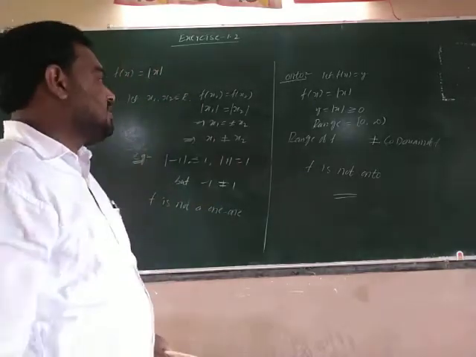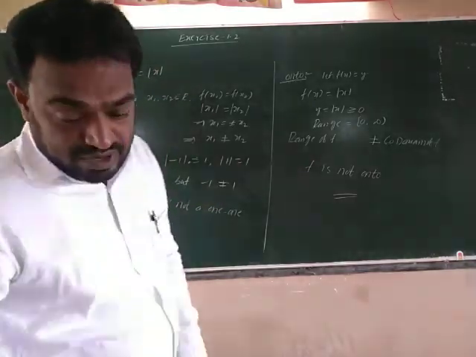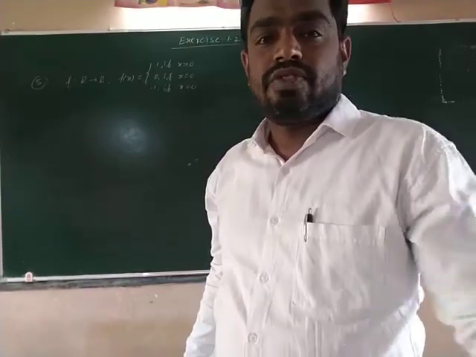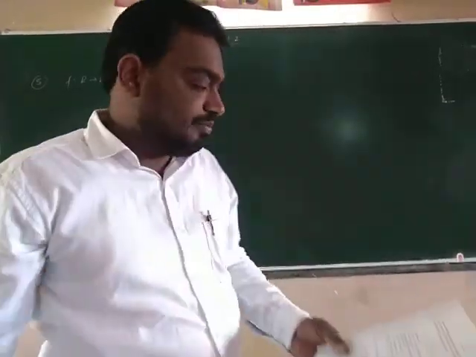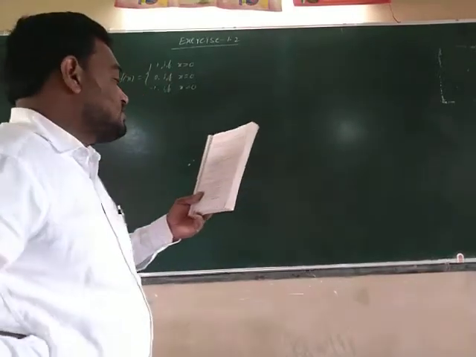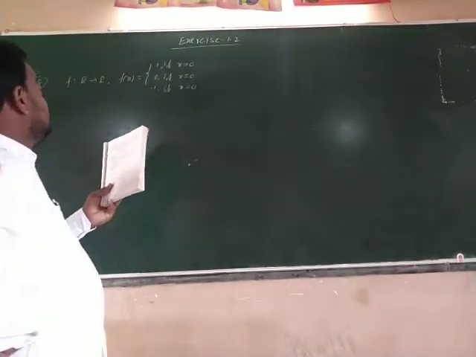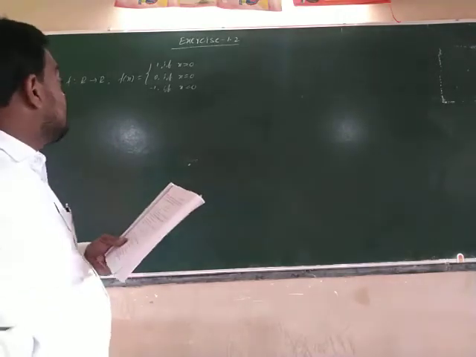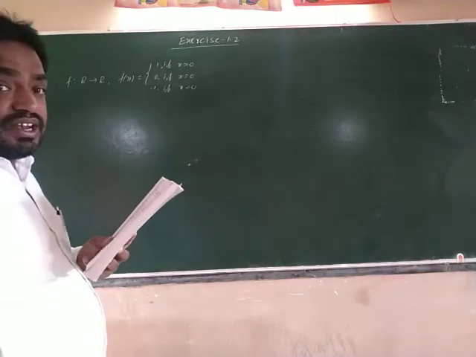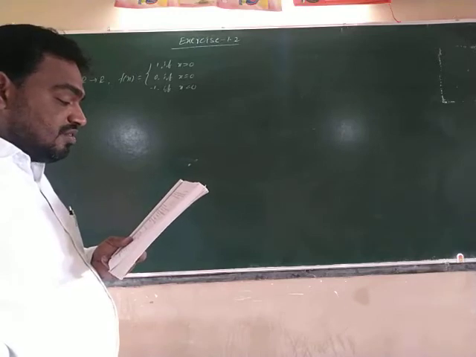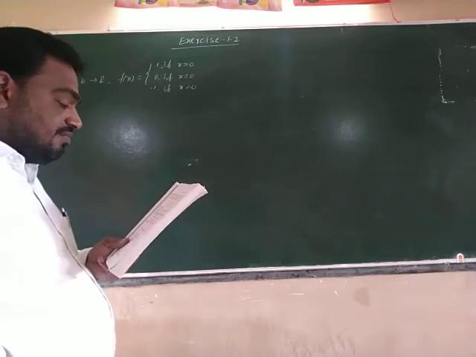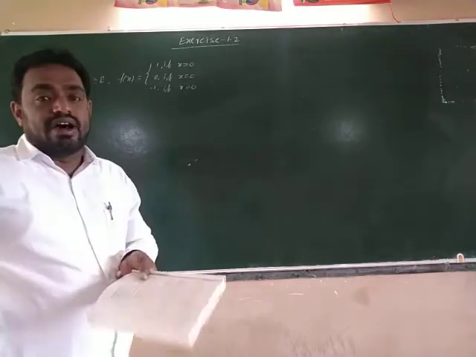That's it. Right? This is our question number 4. Next, question number 5. Show that the signum function f from R to R, given by f of x equals 1 if x is greater than 0, 0 if x equals 0, minus 1 if x is less than 0, is neither one-one nor onto.